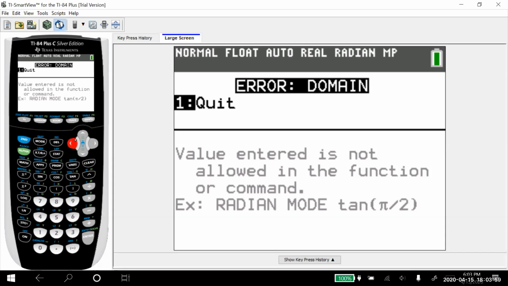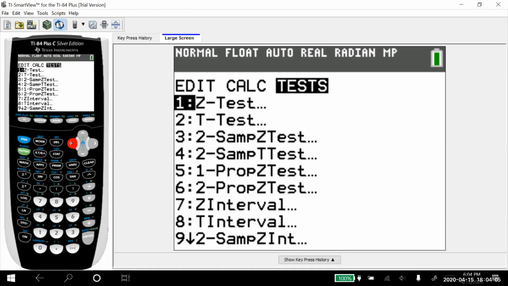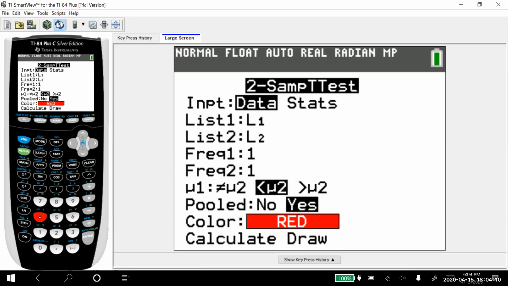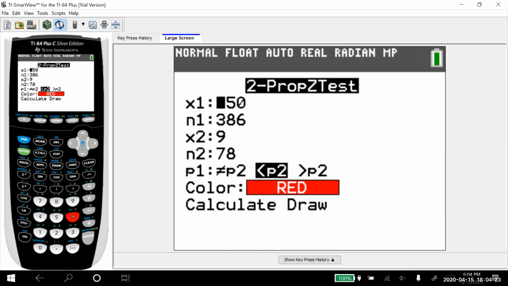So let's go stats. I have to hit enter. So I go stats test. Now remember, it's a 2-samp t-test. I'm just going to hit the number 4 instead of arrowing down. It says 2-samp t-test. I don't have the data. I don't have a 2-samp t-test. Stat test. I have a 2-prop z-test. It's number 6. Sorry about that. So X1 was 386. N1 was 750. X2 is 237, and N2 is 500.